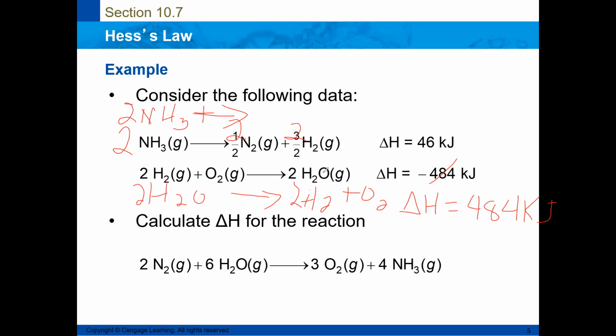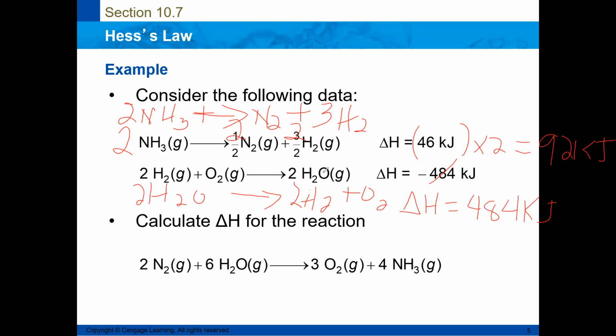2 over 2 is 1, so it's just 1 and 2. And then plus 3 times 2 is 6 over 2 is 3, so 3H2. All right, so we multiplied this times 2, didn't we? That's going to give us, yeah, this is what I was telling you, 92 kilojoules. We didn't reverse it, we just multiply it.